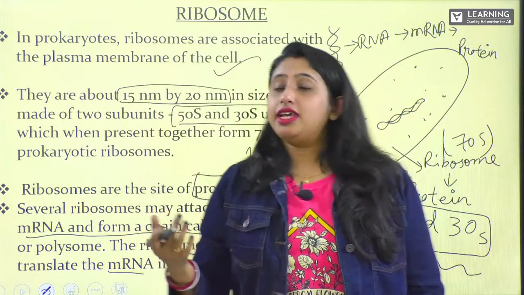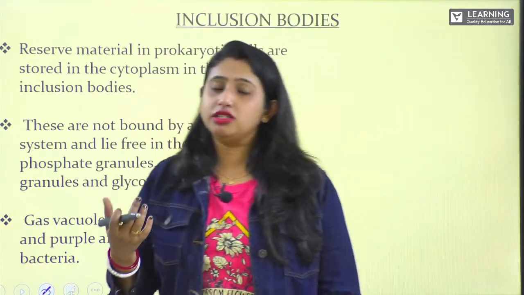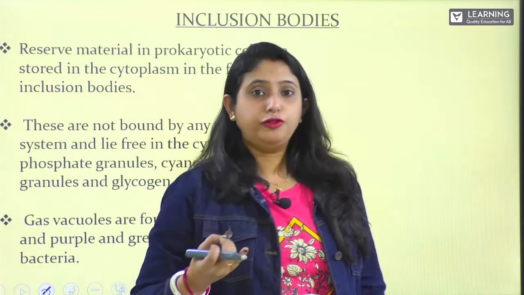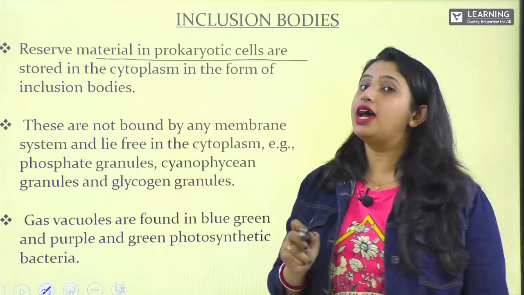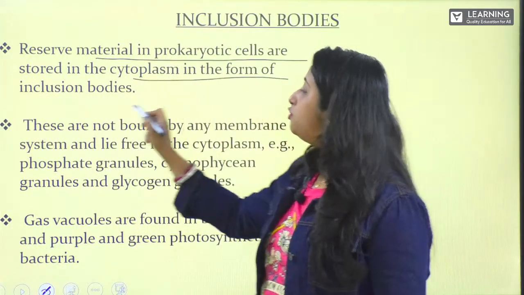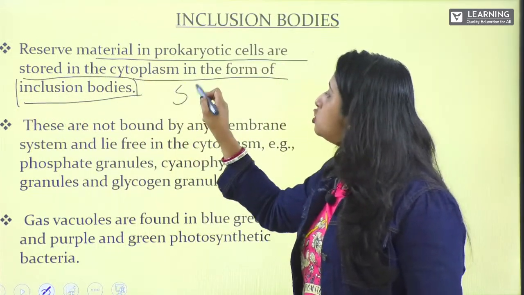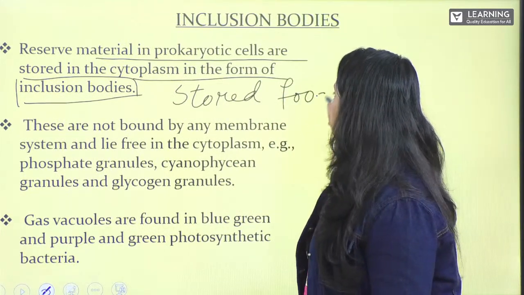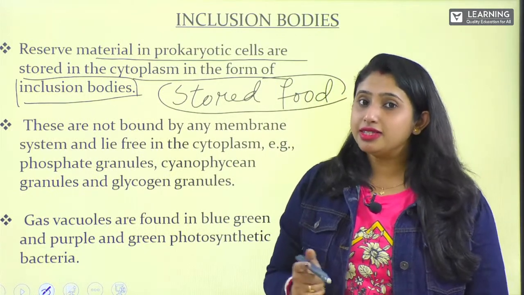Clear? So the next thing present is the inclusion bodies. What are the inclusion bodies? They are responsible for storage of food. They are the reserve material in prokaryotic cells. And where are they stored? They are stored in the cytoplasm in the form of inclusion bodies. That is the reserve material, the stored food. They are present in the cytoplasm, lying in the cytoplasm.